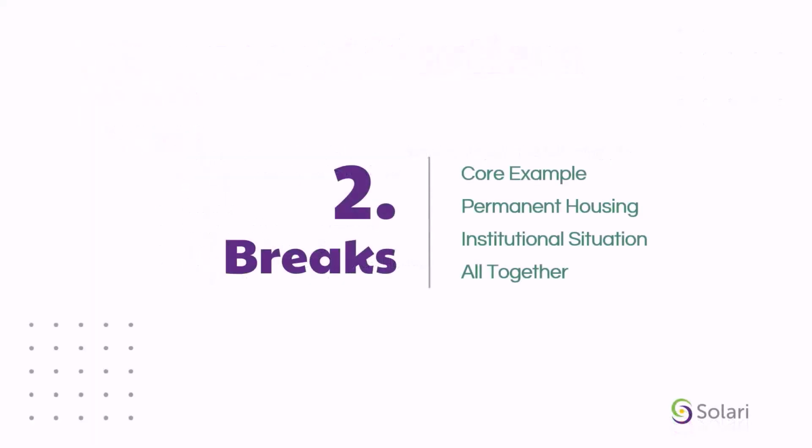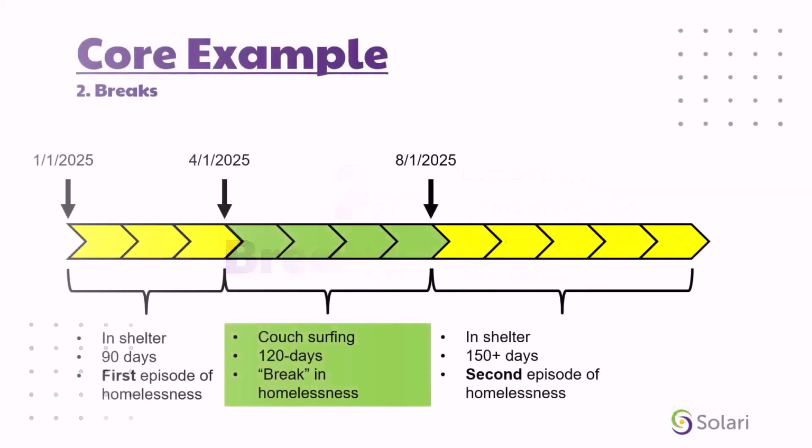That concludes our definitions. The next important thing we'll talk about is breaks. We're going to go over a few different examples. We'll do a core example to set the tone. We'll look at permanent housing breaks, institutional breaks, and we'll put it all together with a scenario as though a client is visiting us and enrolling in a shelter for the first time, or at least at our shelter for the first time. So our core example, here is a timeline.